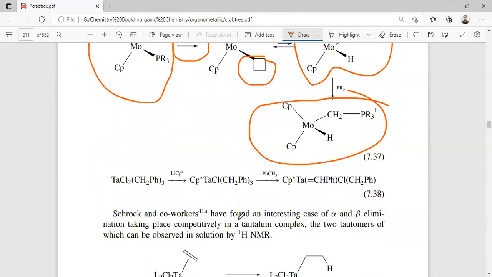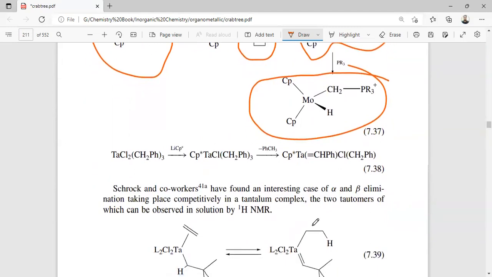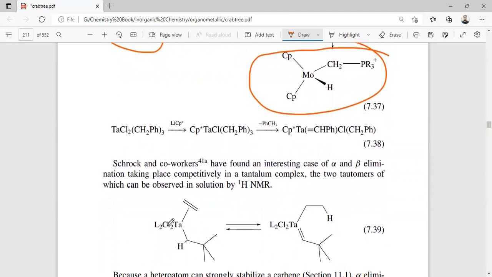Schrock and Fellmann found an interesting case of alpha and beta elimination taking place competitively in a tantalum complex. The two are isomers, which can be observed in solution by NMR.